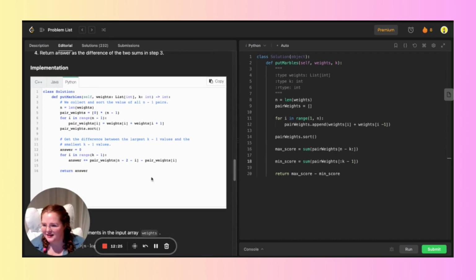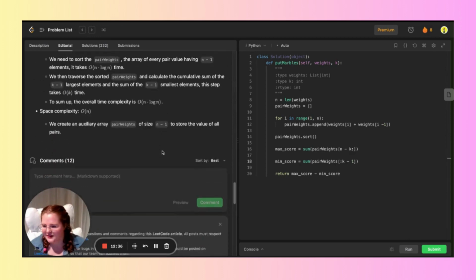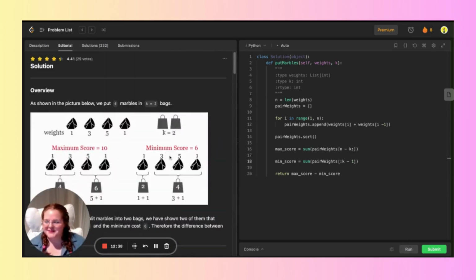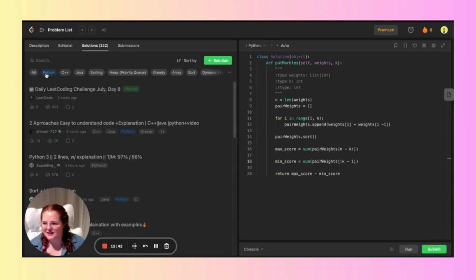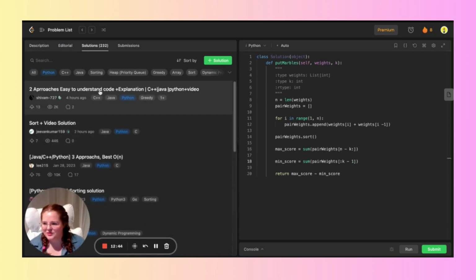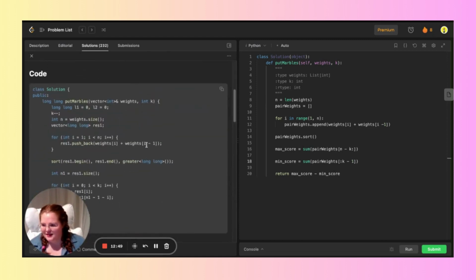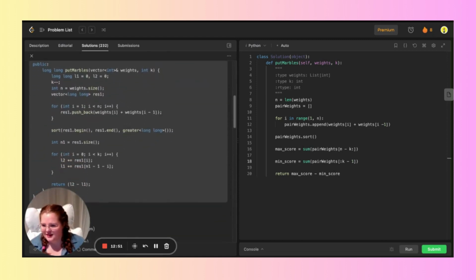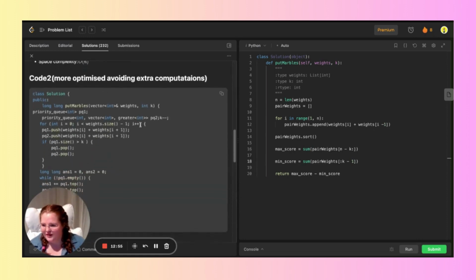Okay. That's their solution. Nice. Okay, cool. So I also kind of want to see these solutions. I feel like 2 approaches are easy to understand. Avoiding extra computations.